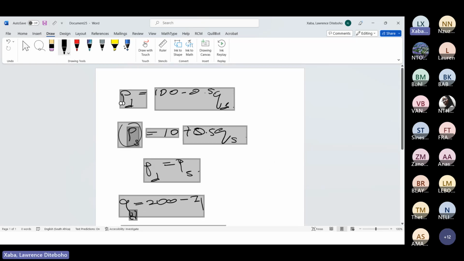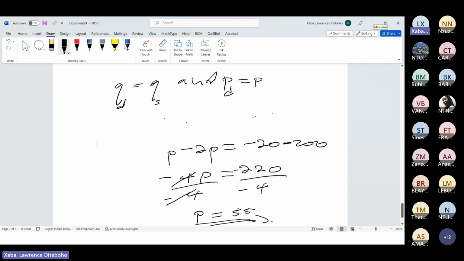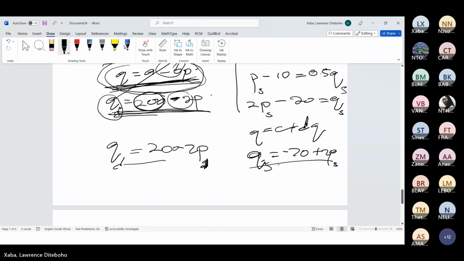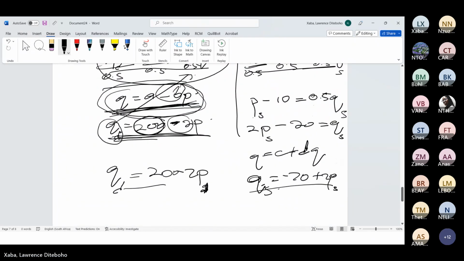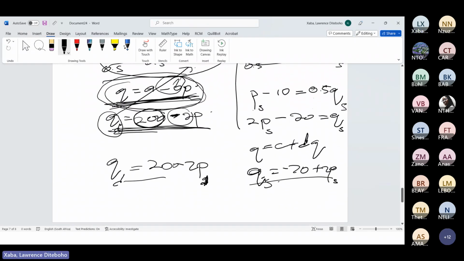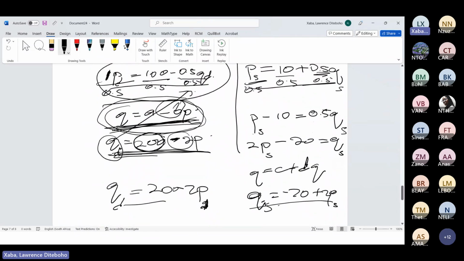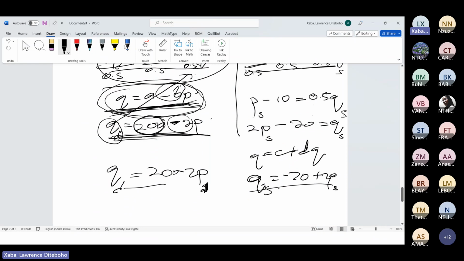Let me do this. This is where we started with the two equations, where the first equation is equal to that one, 200. Yes, it's 200 minus 2p.